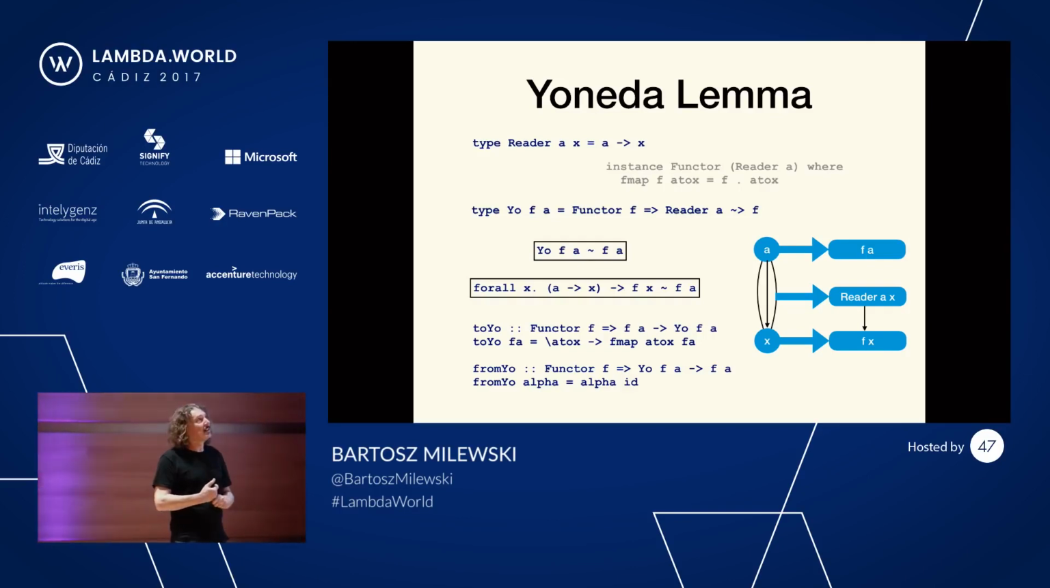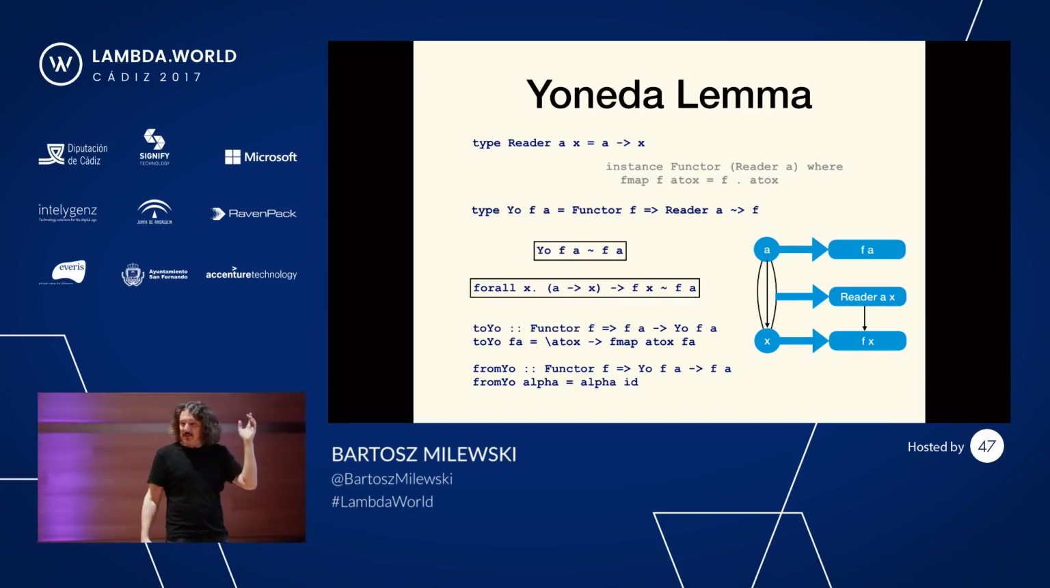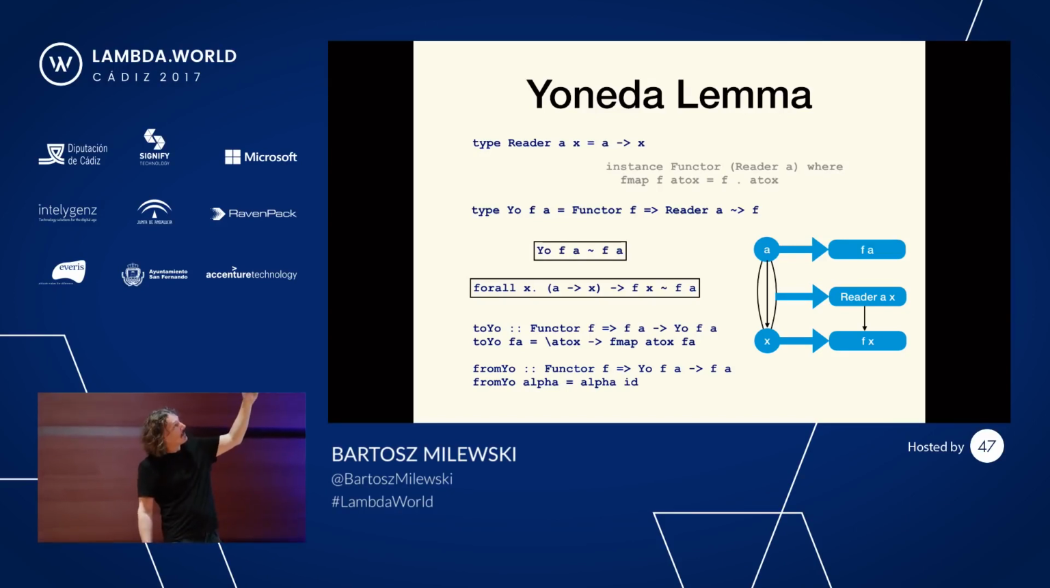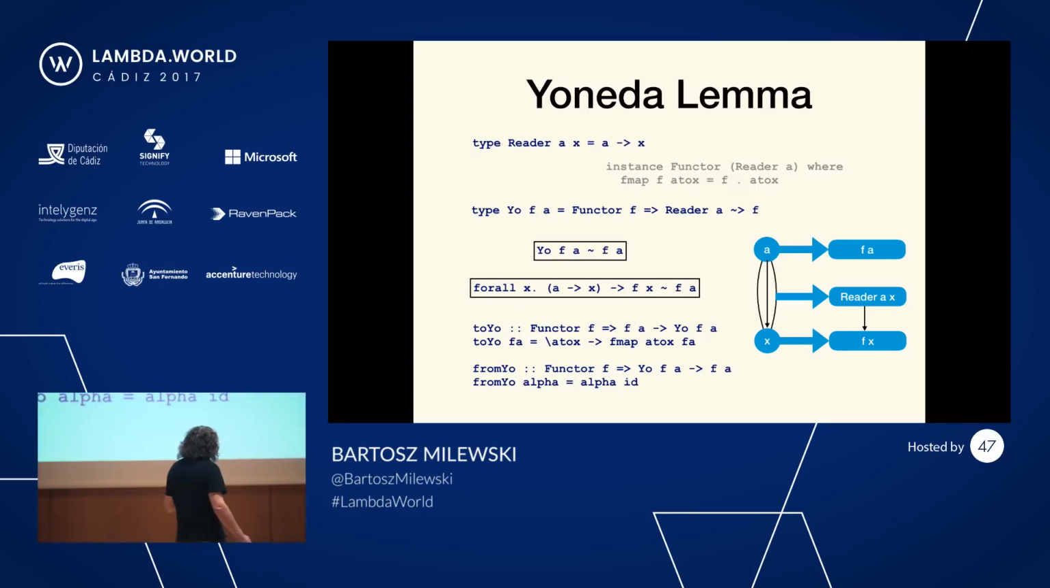So Yoneda lemma says that there is this special functor called the reader functor that is just a type of a function from A to X. So it's a functor in X. A is just a parameter. There are two types, A and X, right? It's actually a profunctor, but looking just at the X part, it's a functor, right? And here's the definition of why it is a functor, instance functor. I can define fmap for it, how to lift a function, right?